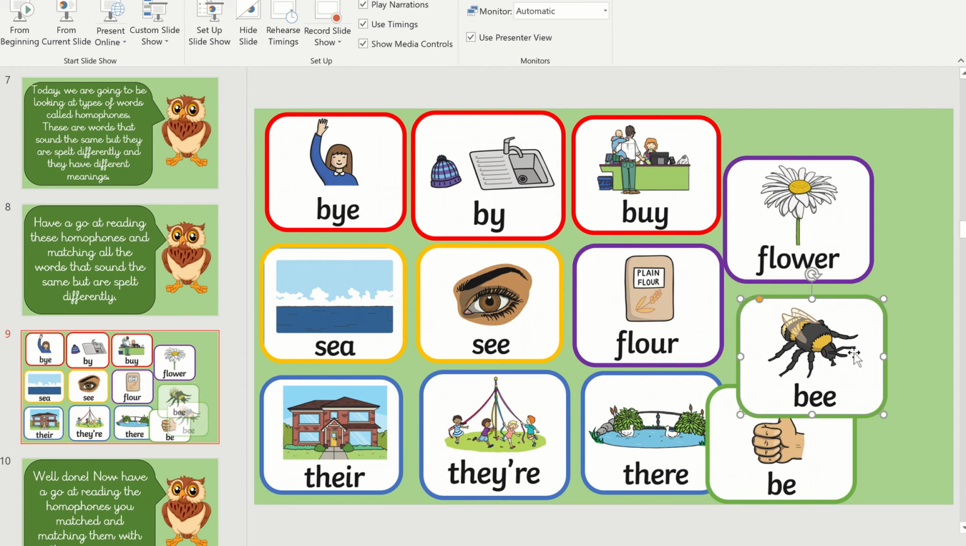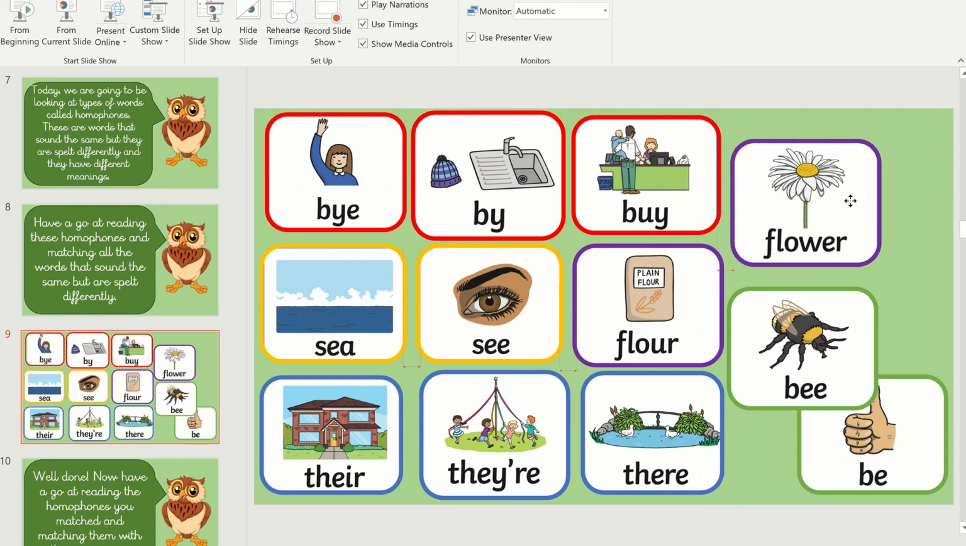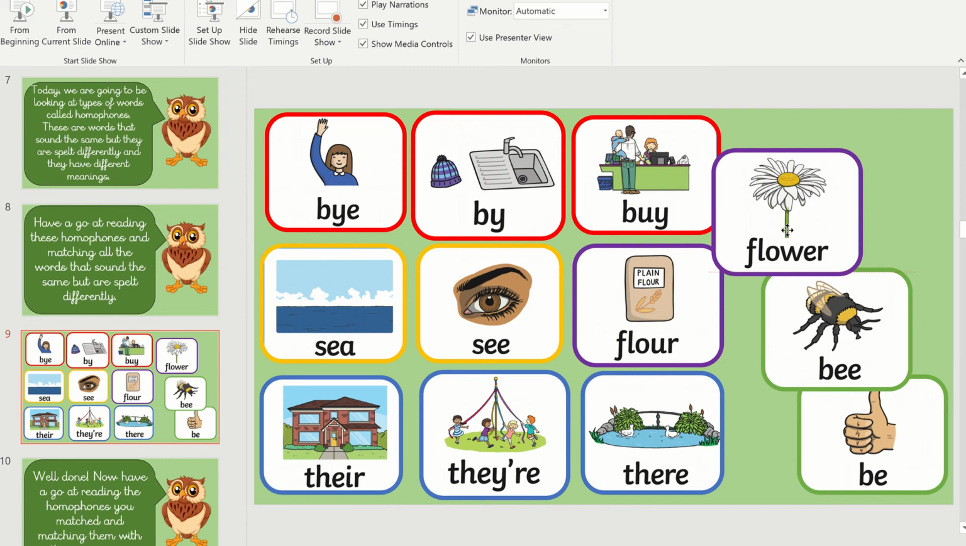And then bee with a bumblebee on it. That's a bumblebee. And bee with a thumb on it. That's funny, isn't it? I'm going to move the flower one up a little bit. Put that next to that one and that one next to that one. So we've got by, see and sea, there, and flower, and bee.